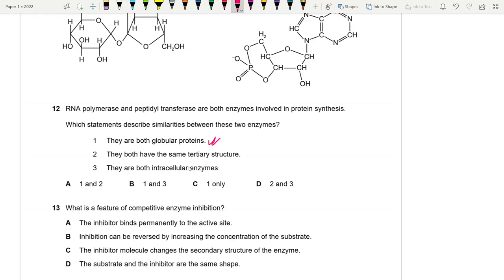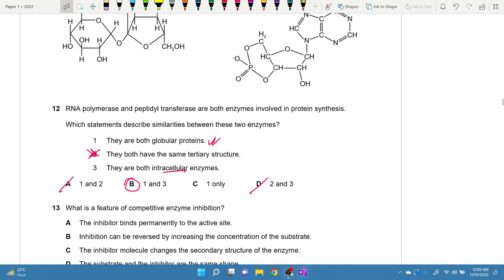They both have the same tertiary structure. Come on. This doesn't make sense. How? They are not the same enzyme. So 2 is wrong. They are both intracellular enzymes. This is true. They work inside the cell. RNA polymerase inside the nucleus and peptidyl transferase in the cytoplasm.